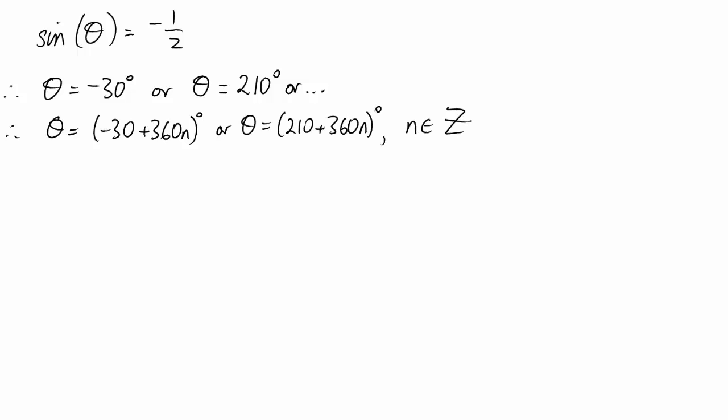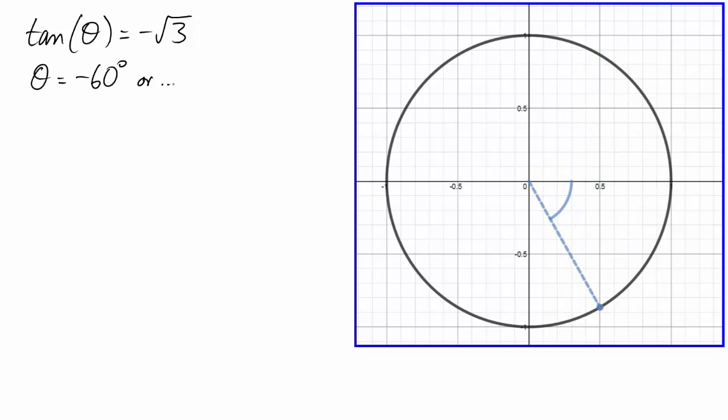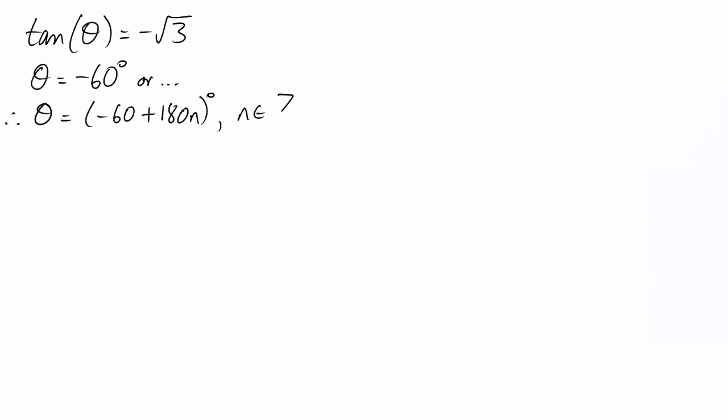Or with something like tan theta equals negative root 3, you know that tan 60 degrees equals root 3. So you could take the solution negative 60 degrees, which has a gradient of negative root 3. This gives the general solution theta equals negative 60 plus 180n.